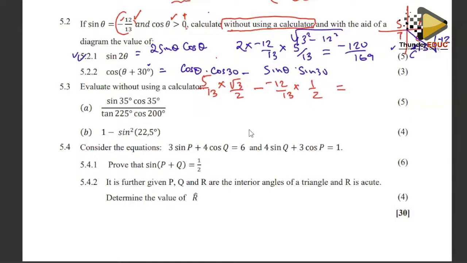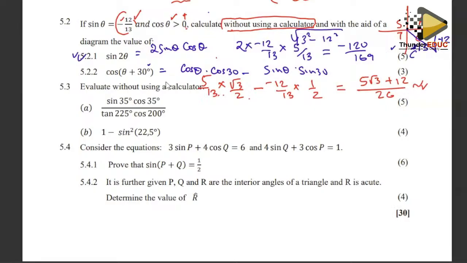Remember, they said without a calculator. But can really this one be simplified without a calculator? That's like being unfair. But anyway, we can do it because the denominators are the same. So I'll have a 26. So it's a 5 root 3 plus a 12, over 26. That should be our answer. Don't give us decimals, otherwise they will get you there.